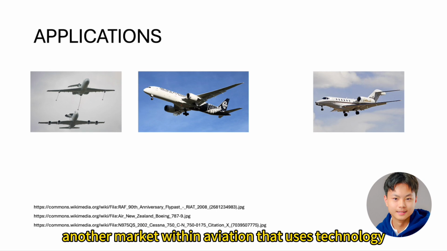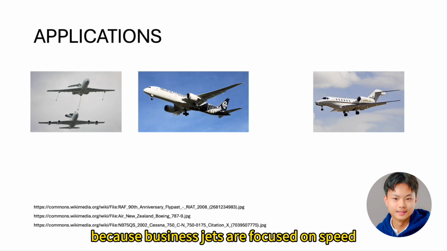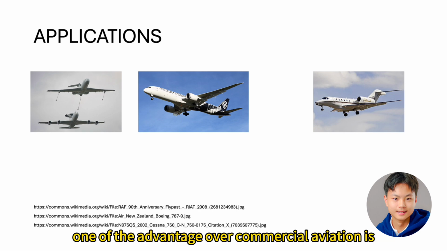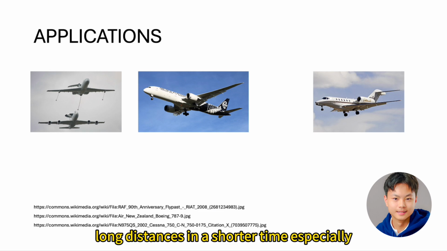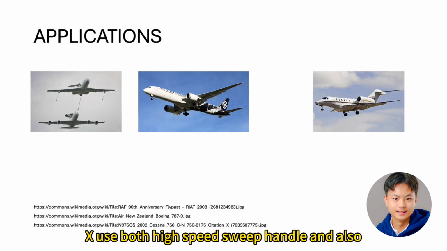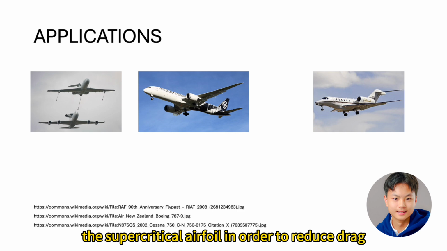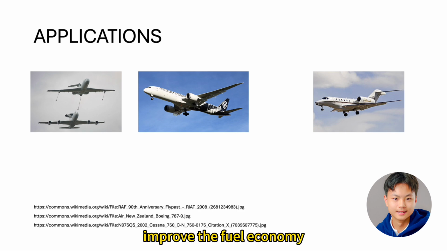Another market within aviation that uses this technology extensively is business aviation, because business jets are focused on speed. One of the advantages over commercial aviation is its speed. It can travel long distances in a shorter time, especially new aircraft such as the Citation X. The Citation X uses both a high sweep angle and the supercritical airfoil in order to reduce drag, which can increase the top speed and also improve the fuel economy.